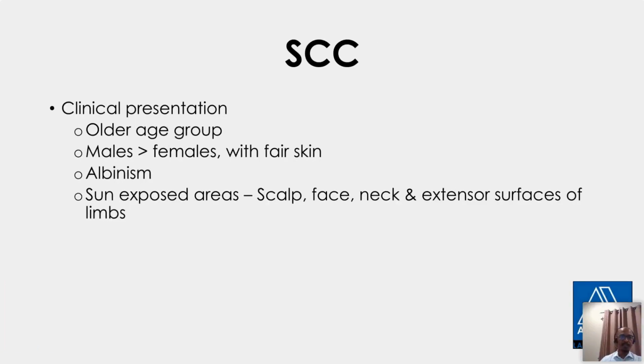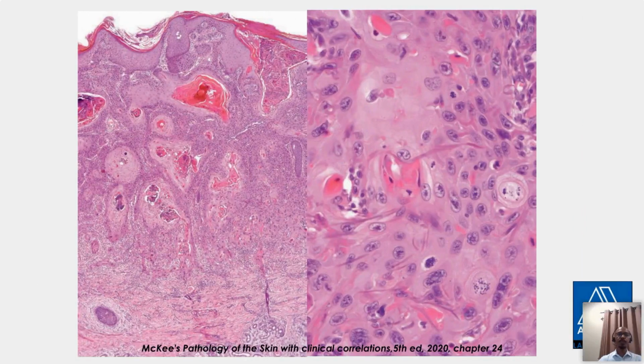And as I've mentioned, the clinical presentation is usually in the older age group. Males are affected more than females, and particularly patients with fair skin, sometimes patients with albinism as well. And these tend to be on sun-exposed areas on the scalp, face, neck, and extensor surfaces of the limbs.